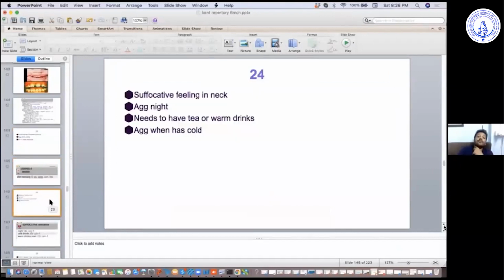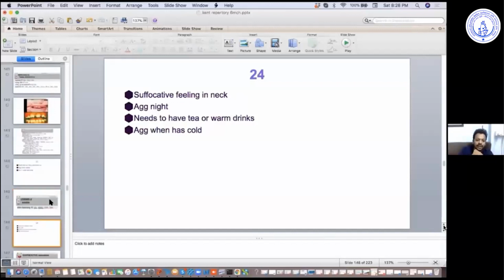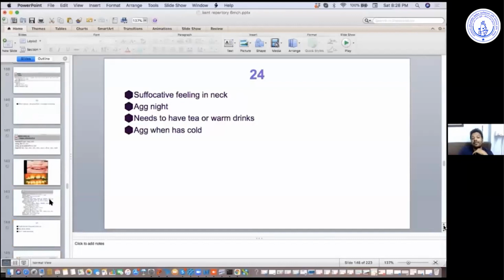Patient tells you, doctor, I feel lot of suffocation in the throat. And this is typically more at night. And typically, I have to drink some warm drinks that give me relief because it feels aggravated by drinking cold. Batao. How will you analyze this? Open Kent.